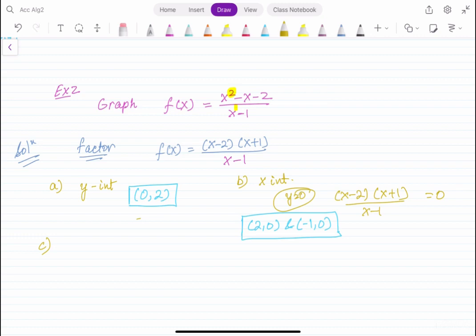Now, step number C, we are looking for the vertical asymptote. And how to get the vertical asymptote? Put the denominator equal to 0. We have a denominator as x minus 1. So x is equal to positive 1 will be your vertical asymptote.